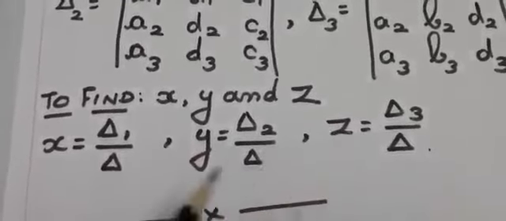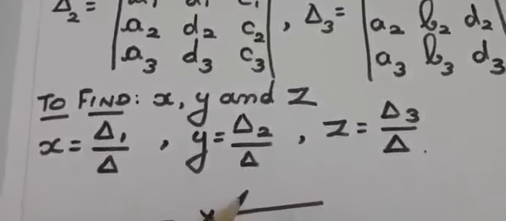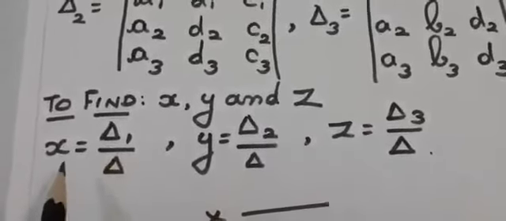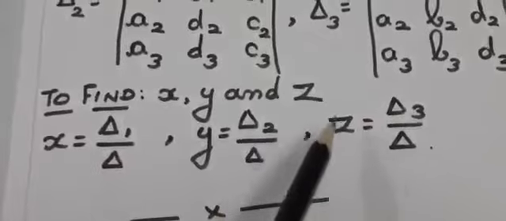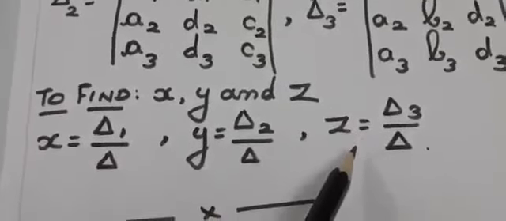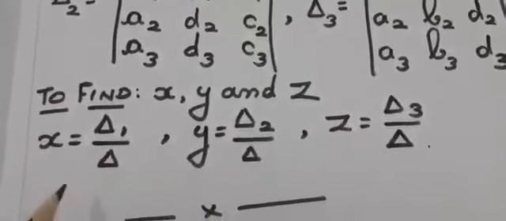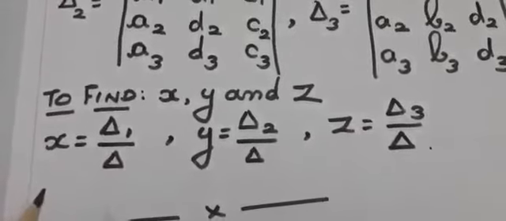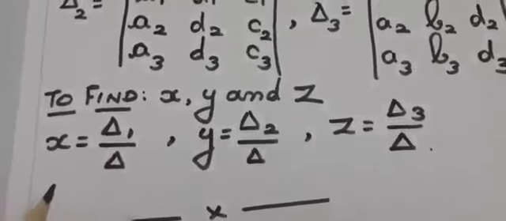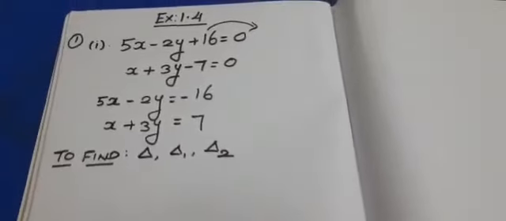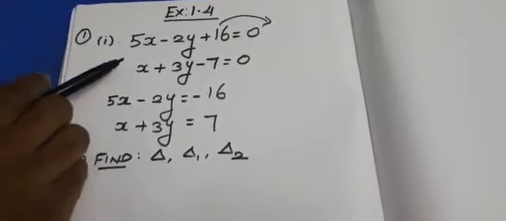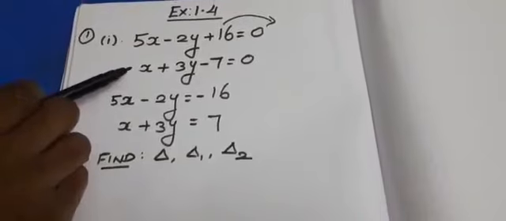You may have one doubt. It is not necessary that you must have three equations. Sometimes you may have two equations with x and y, and in that case z will be absent, students. So using this model we are going to calculate exercise 1.4. Now we are going to start with the first sum. Exercise 1.4, first sum, students. I have taken two equations here.